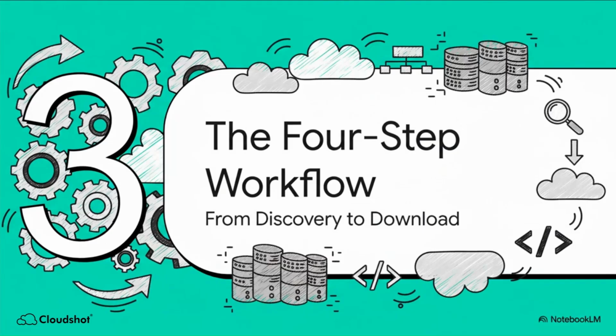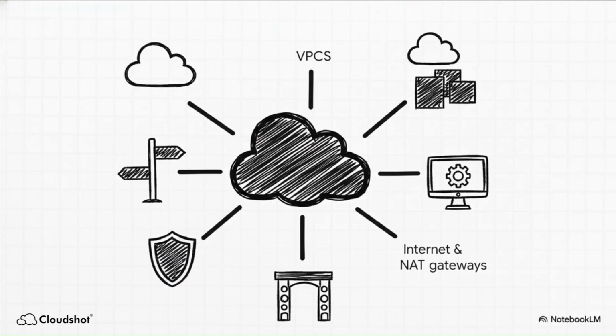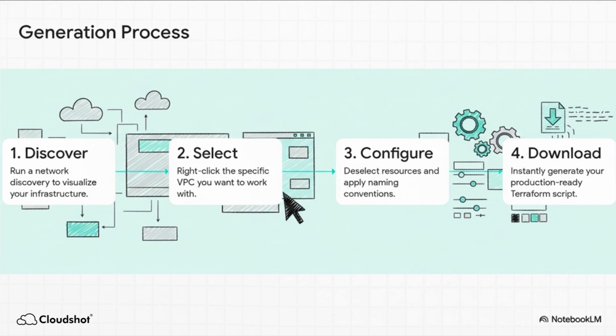So, you're probably wondering, how does this actually work in the real world? Great question. Let's walk through the super simple 4-step workflow that makes it all happen. First things first, you need to actually see what you're working with. So a tool like Cloudshot goes out and discovers all your key AWS resources. We're talking VPCs, subnets, EC2 instances, route tables, you name it, and gives you this complete interactive visual map to work from.